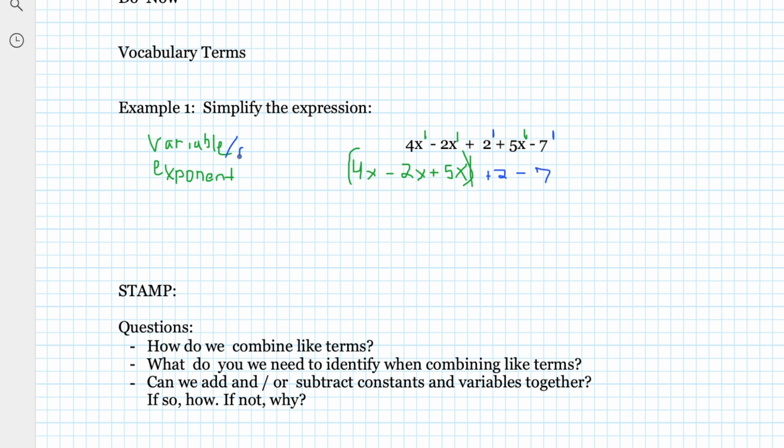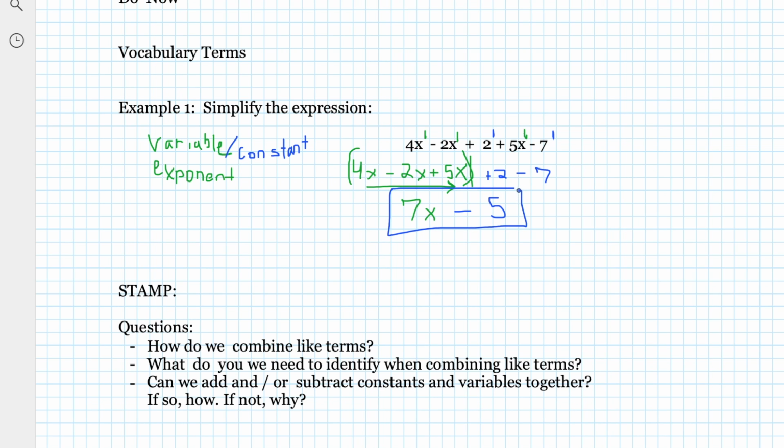So variable or constant and the same exponent. So now I can combine them. 4 minus 2, again, left to right. 4x minus 2x is 2x. 2x plus 5x is 7x. And then 2 minus 7 is -5.